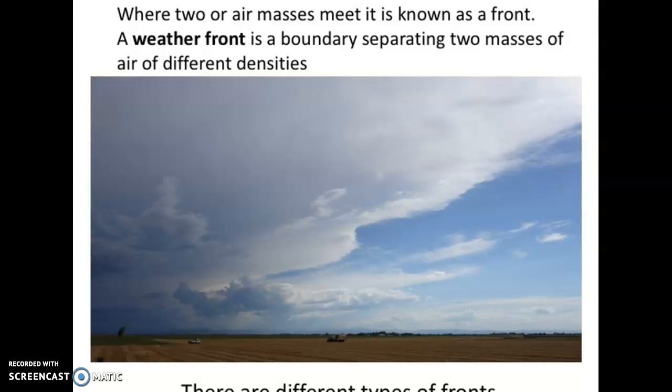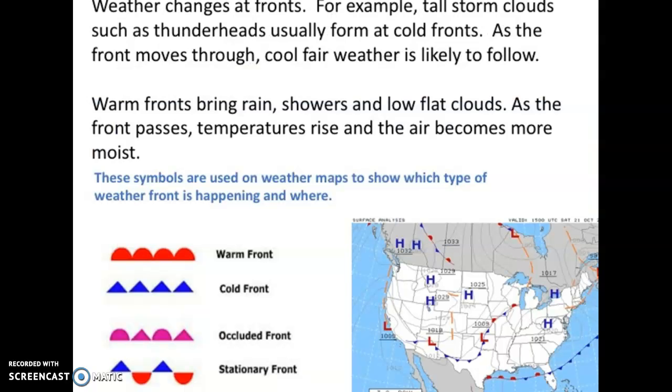And you need to memorize the symbols for the different types of fronts. So I want you to add these 4 right here to your weather notes where you have high and low pressure. So a warm front, the symbol for that is a red line with half circles on one side. A cold front is a blue line with blue triangles on one side.